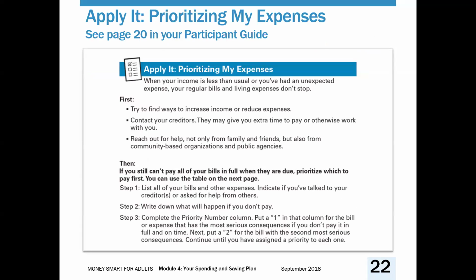And again, prioritizing my expenses in the participant guide, check this out after the workshop. You can use this worksheet in the participant guide as a guide for when money is short and you have to choose which expenses to pay first. This apply it section includes an example. A phone bill for $50 is due January 5th. This person cannot pay it on time and in full that month, so they'll have to call the creditor. In this case, it's a phone company.